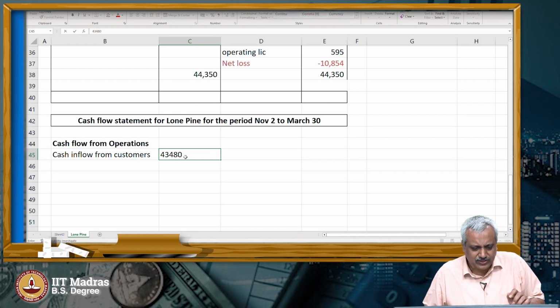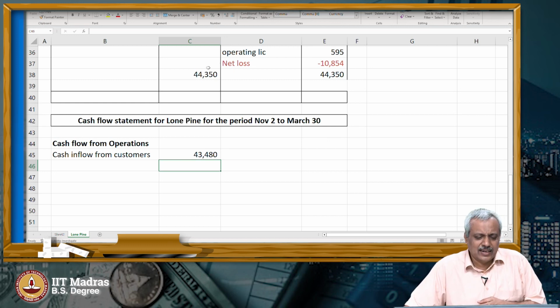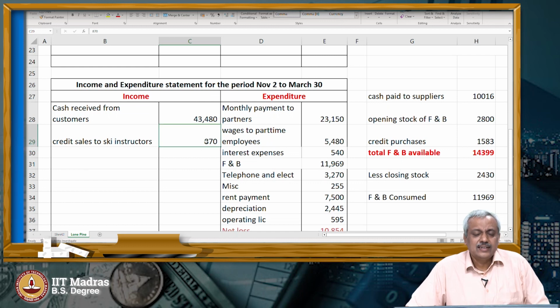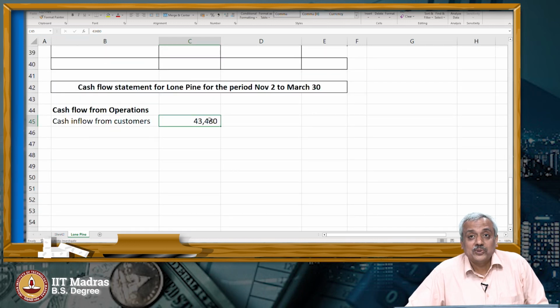The money that I have received is about 43,480. Am I right with the figures, Suhail? Yeah. Okay. Now, sir, there in here you included credit sales. Yes. What did we prepare there? Accrual concept. What are we preparing now? Actual cash. What is the cash received? That's all what I have done. I have not done anything else.